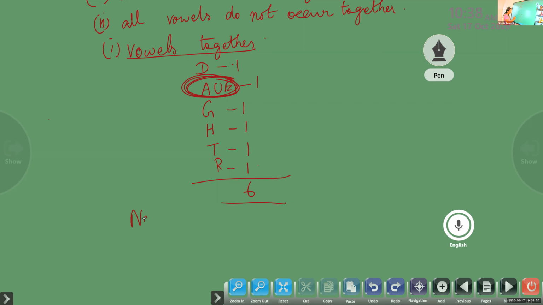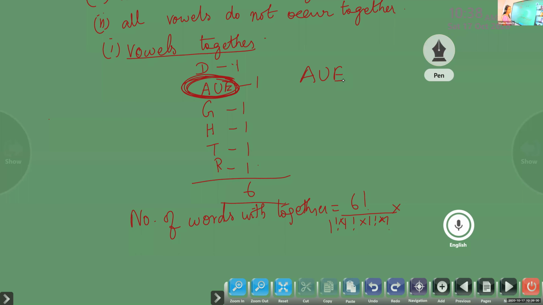Therefore, number of words with vowels together. Listen children, this is important. So vowels together is 6 factorial by, and from where did I get the 6? We are counting each alphabet as a single unit. Each object is coming only once, so by 1 factorial into 1 factorial and so on. Into, now listen. Look at this single object AUE.